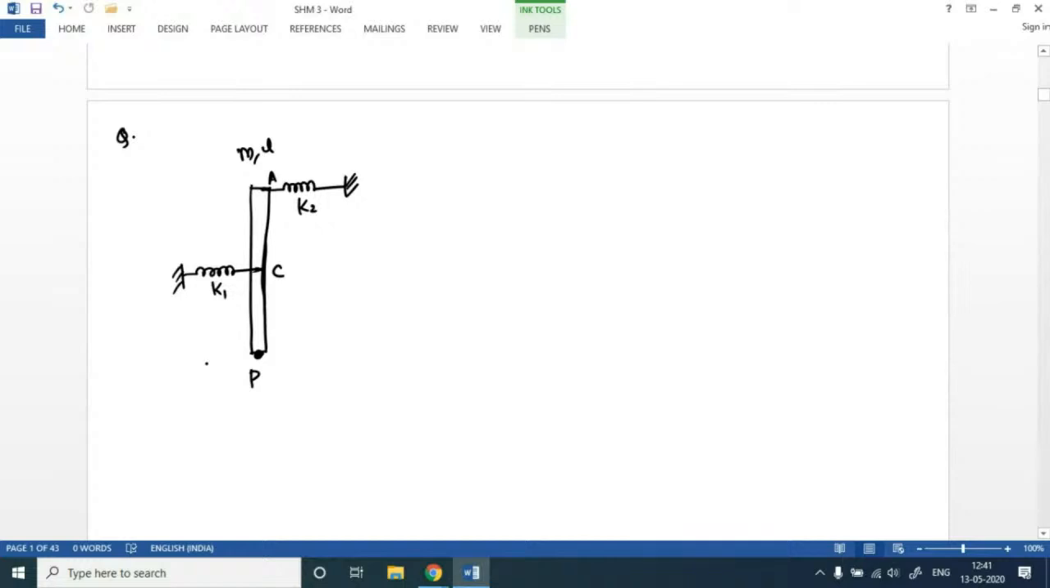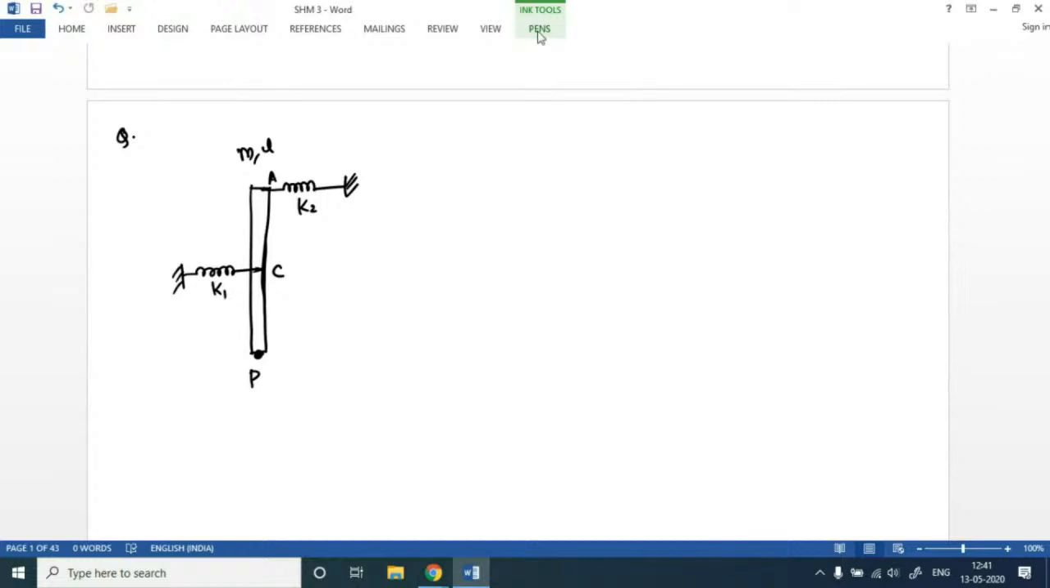This whole thing is in a horizontal plane. If we give a small angular displacement to this rod and release it, we have to prove that its subsequent motion would be angular SHM, and we have to find out the time period of it.